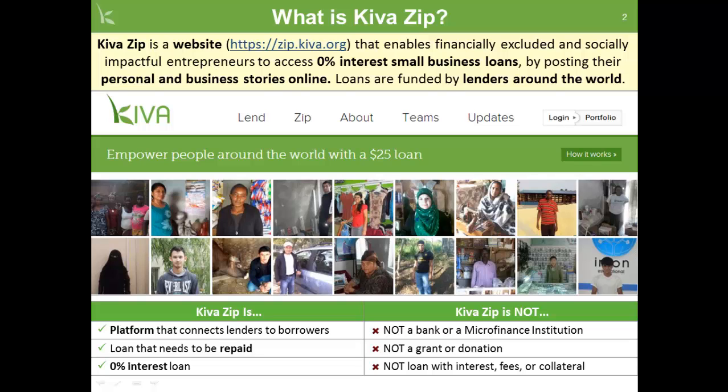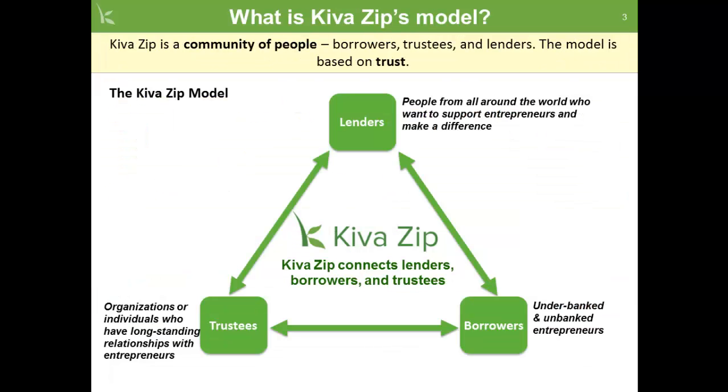Kiva Zip is an online platform, not a bank or microfinance institution. We facilitate loans that need to be repaid, not grants or donations. The loans are 0% interest, with no fees or collateral. The Kiva Zip model is based on trust.